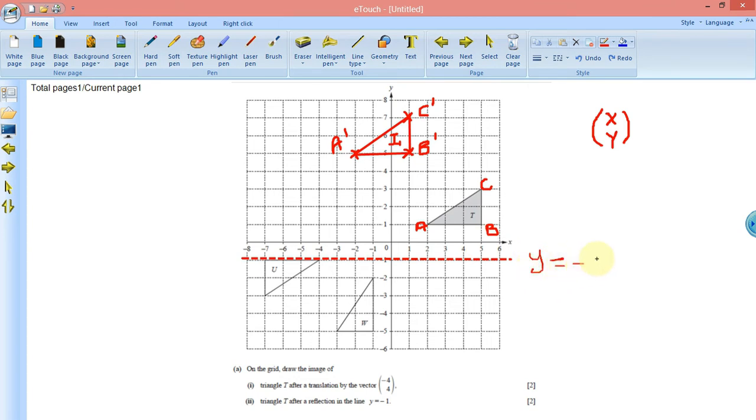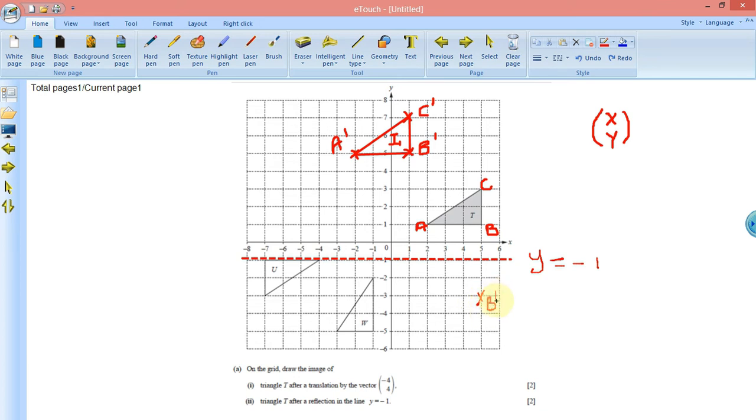And please, you need to remember in reflection, the distance from the object to the mirror line must be equal to the distance from the mirror line to the image. So from point B now, how many steps are you going to take to get to the mirror line? You count 2 square boxes, 1 2. So by implication you have to count 2 boxes away, 1 2. So I'm going to get my new B, that will be B prime.